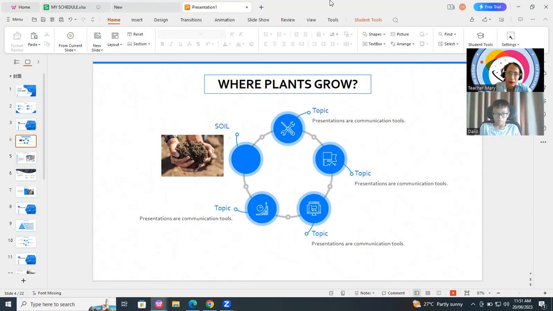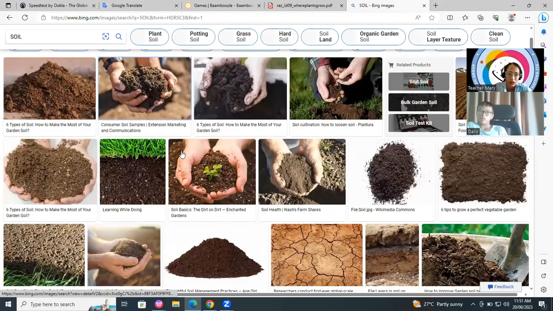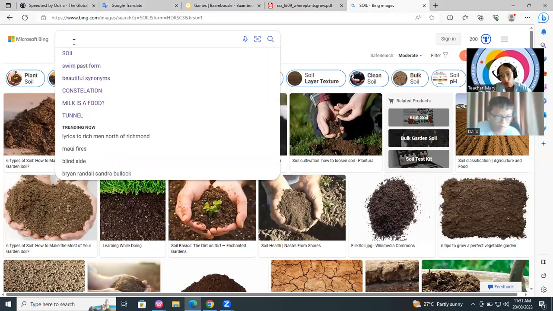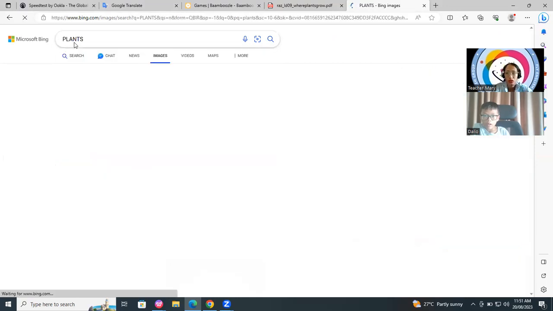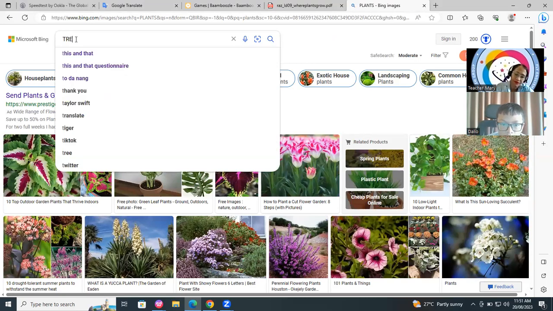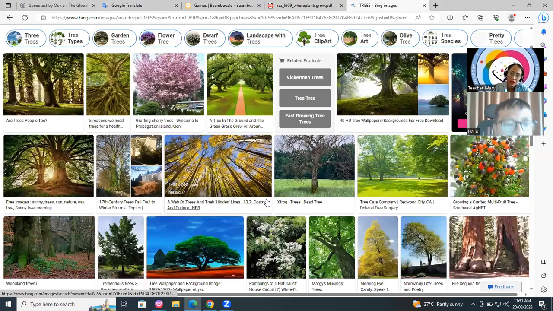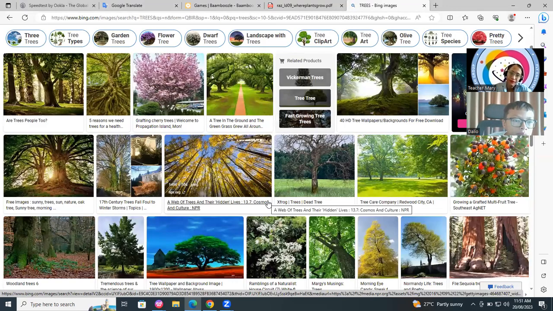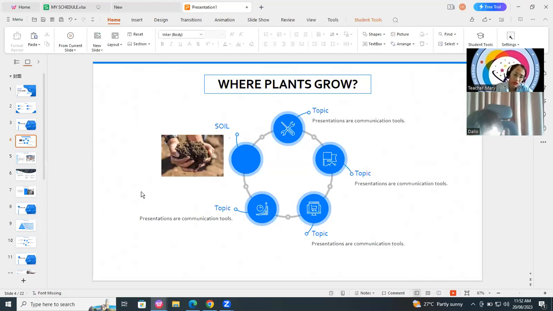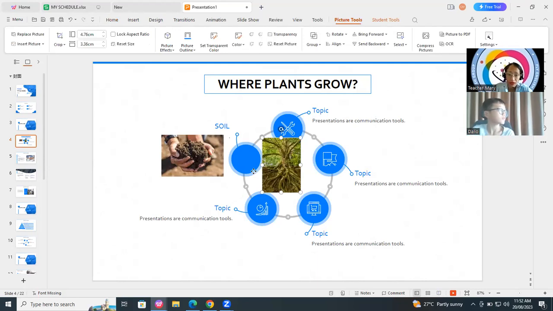So now let's look for a plant that grows in the soil. What kind of plant do you want, Dalio? I don't know. Okay, let's just have the word trees. Which picture? Picture two. This one? Yeah. Okay, so this tree is very big, right? So this tree grows in soil. Do not forget, okay?